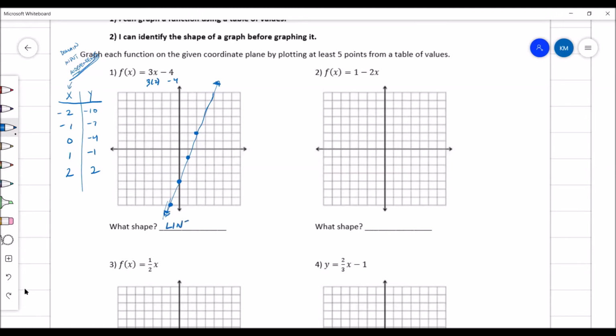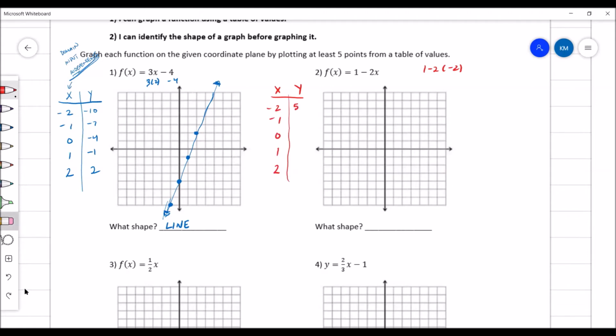Just a line. Okay. Here we have 1 minus 2x. Again, we're going to do the same thing. Again, no fractions, so nothing stopping us from just using -2, -1, 0, 1, 2. Get positive, we get negative, we get low numbers. Should be good. X, Y. So -2, so 1 minus 2 times -2. And that is +4, so 1 plus 4, 5.